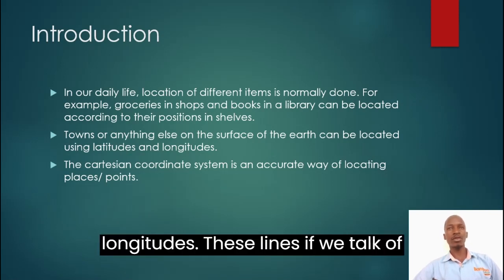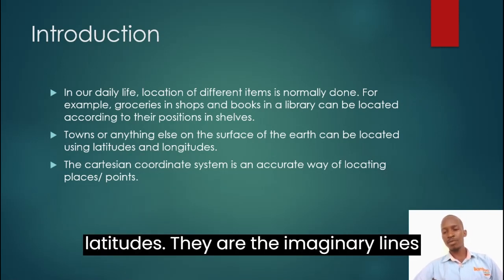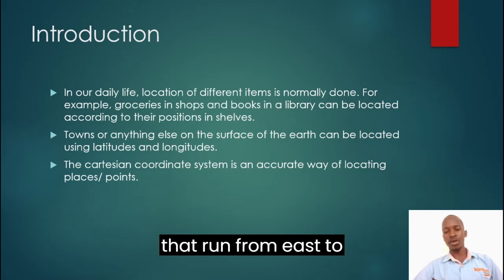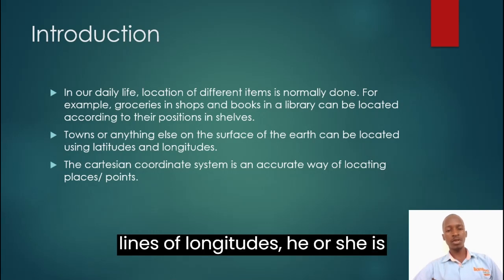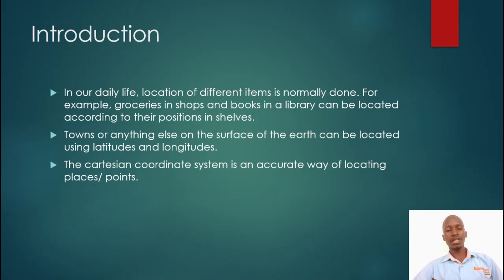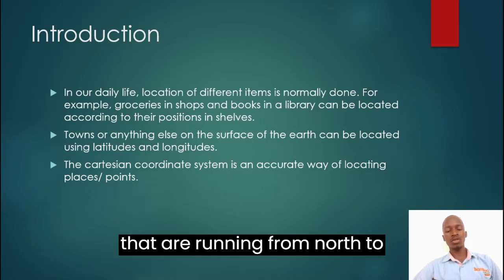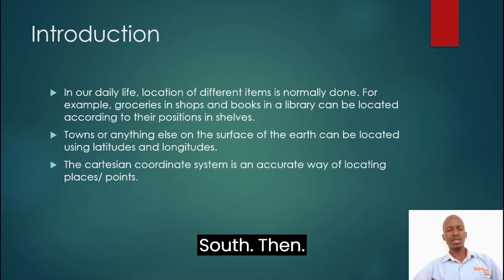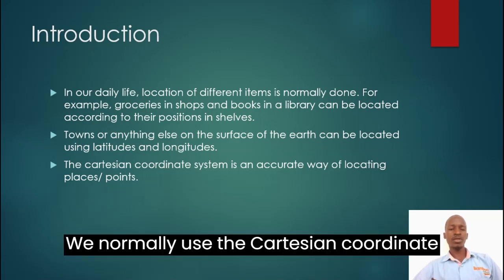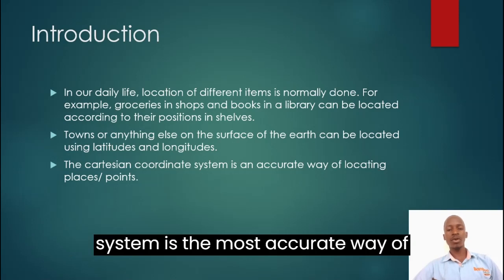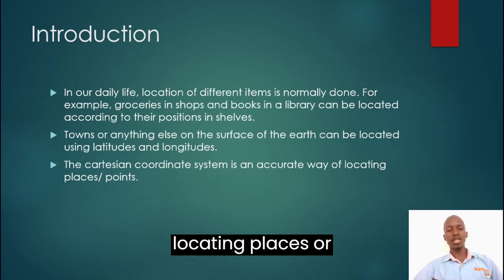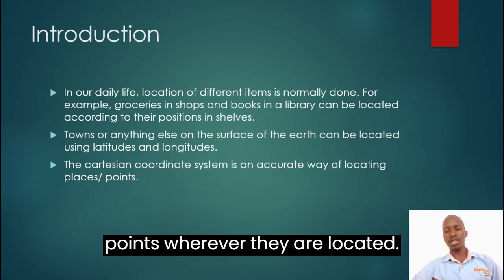These lines, if we talk of latitudes, they are the imaginary lines that run from east to west, whereas if somebody talks of lines of longitudes, he or she is meaning the imaginary lines that are running from north to south. Then we normally use the Cartesian coordinate system, and so the Cartesian coordinate system is the most accurate way of locating places or points wherever they are located.